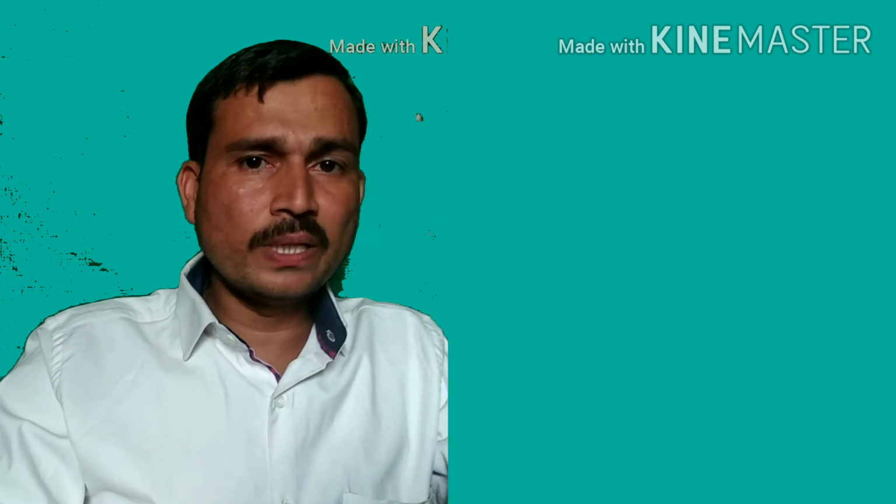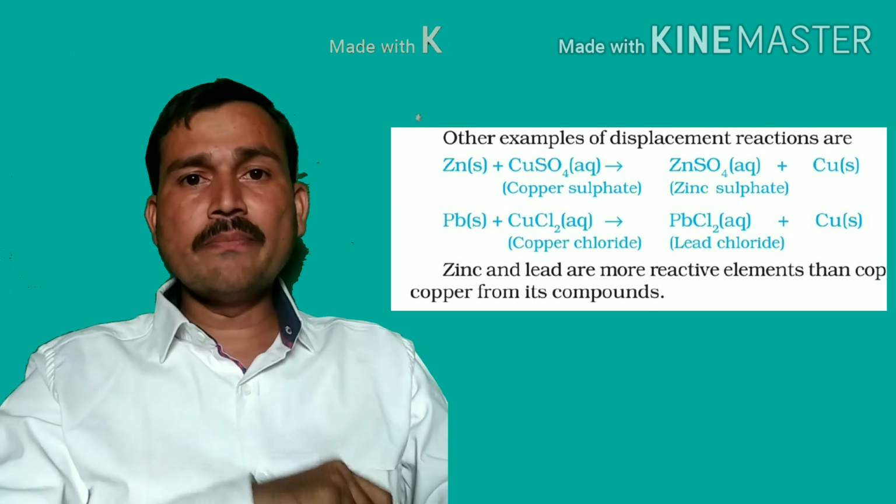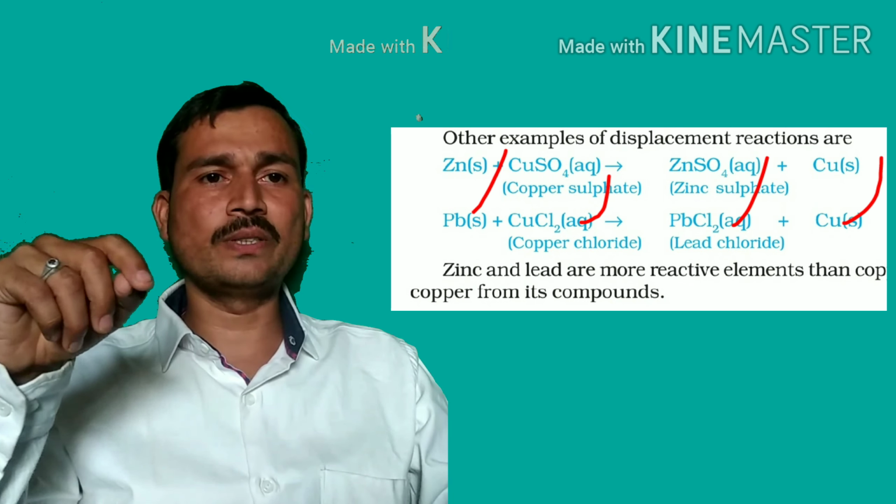Let's see two more examples of displacement reaction. One, zinc metal also reacts and displaces copper from copper sulfate. The reaction is: when zinc reacts with copper sulfate, it gives zinc sulfate and copper element separately. In the same way, lead, when it reacts with copper chloride, also gives lead chloride and separates the copper element. These two are also best examples of displacement reaction.